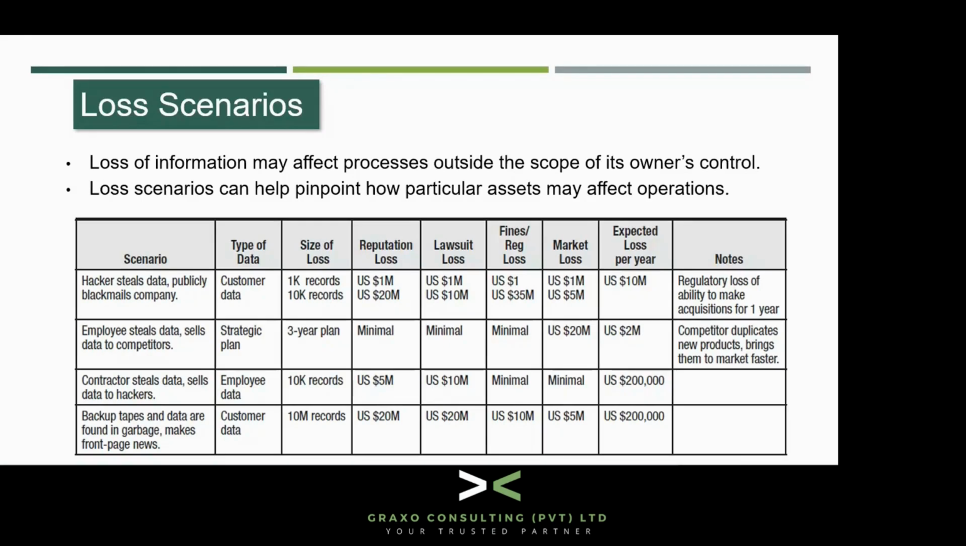In the second example, the employee steals data and sells it to competitors. In this case, the threat is the employee, an insider threat, and he steals the strategic plan. What is the type of the data? The strategic plan. And the size of loss: the strategic plan was a 3 year plan, so the reputational loss, lawsuit loss, and fines are minimal, but the market loss is 20 million US dollars. The expected loss per year is 2 million US dollars.